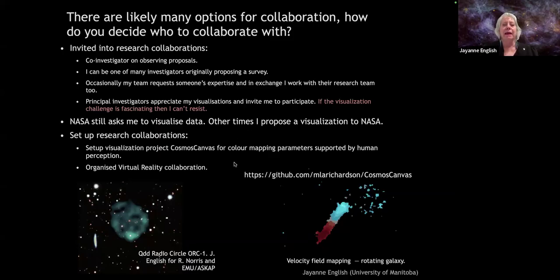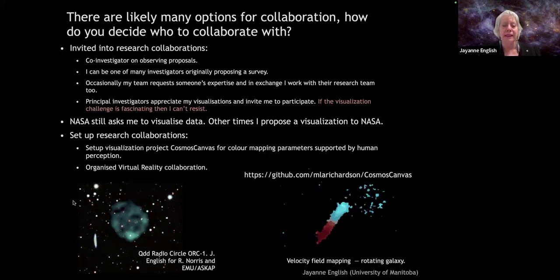Okay, and then I set up research collaborations and visualization, such as our project Cosmos Canvas, which I'm going to show to you in a few slides. And this is one for color mapping parameters supported by human perception. And mainly now I'm organizing virtual reality visualization collaborations.